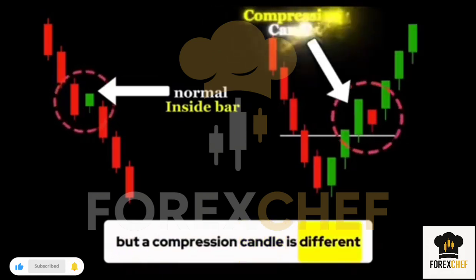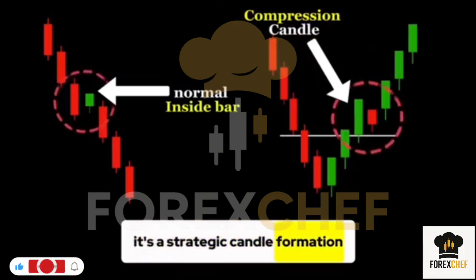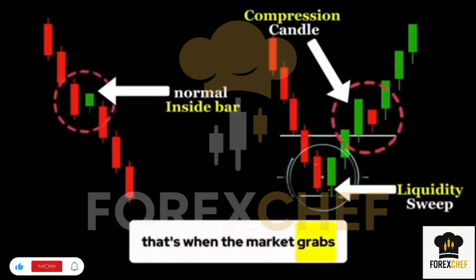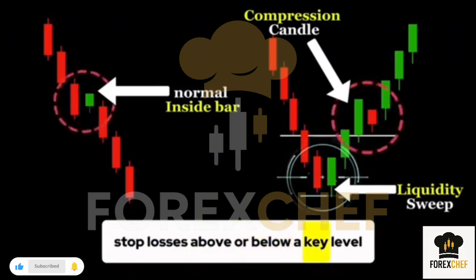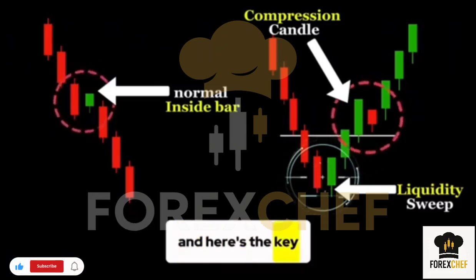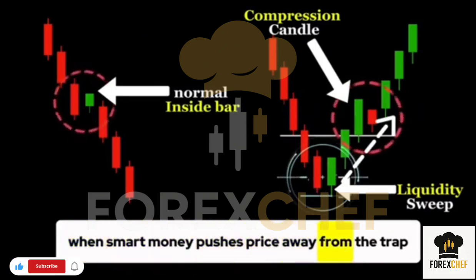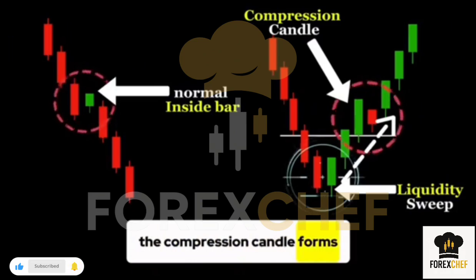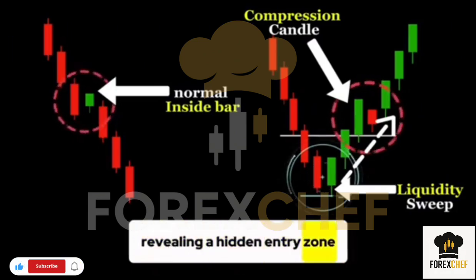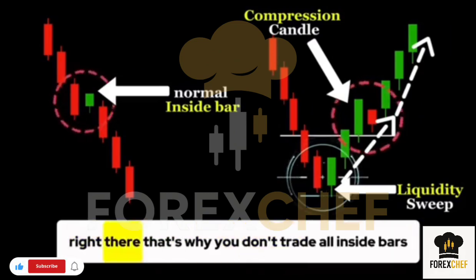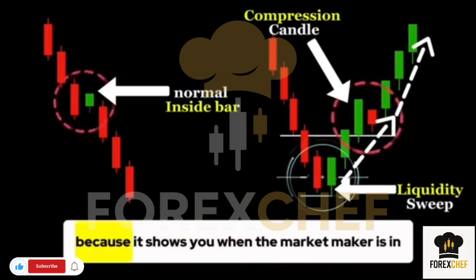But a compression candle is different. It's a strategic candle formation that only forms after a liquidity sweep. That's when the market grabs stop losses above or below a key level. And here's the key: as price starts its displacement move, when smart money pushes price away from the trap, the compression candle forms, revealing a hidden entry zone. This is where smart money enters, not before, not after, right there. That's why you don't trade all inside bars. You wait for the compression because it shows you when the market maker is in control.